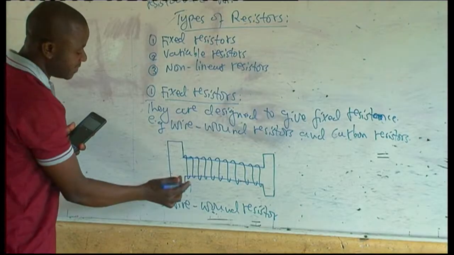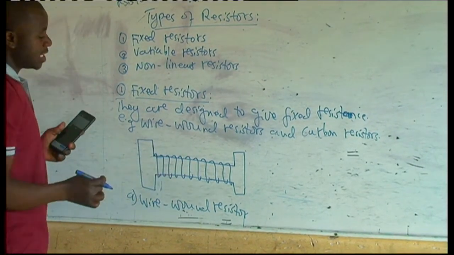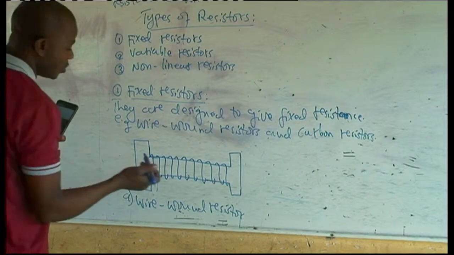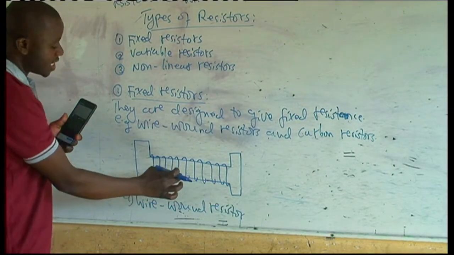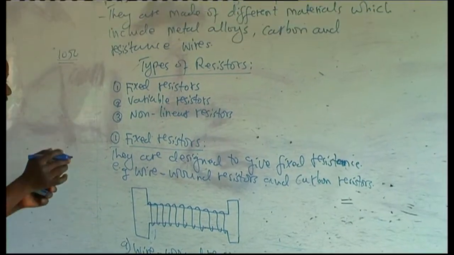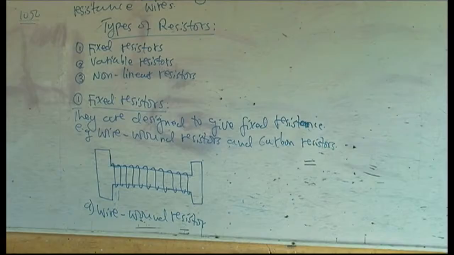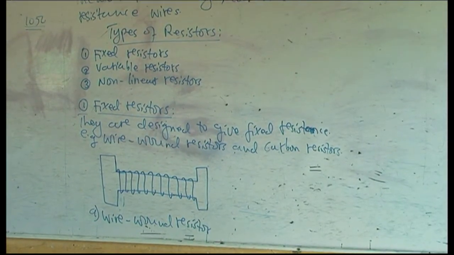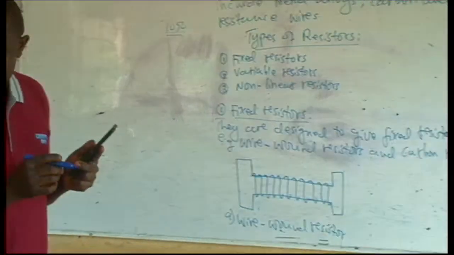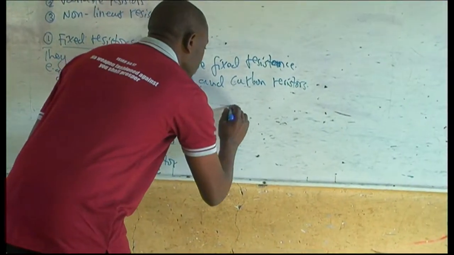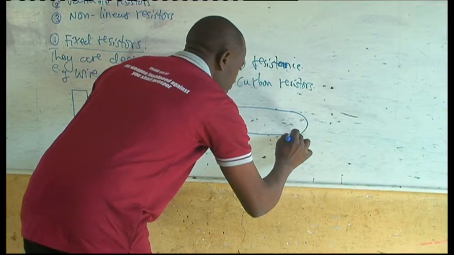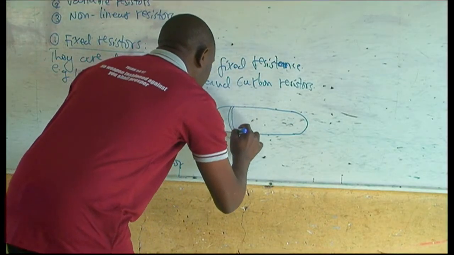So this is just a wire that is wound around this one, and this one therefore is going to offer a fixed resistance. So if you set, for example, this particular wire wound resistor at a fixed resistance, let's say 10 ohms, that is the resistance that will be offered by this wire wound resistor throughout in that particular circuit. Yet we have another one that we call carbon resistor. Carbon resistor will appear like this. So this one has got some color bands.